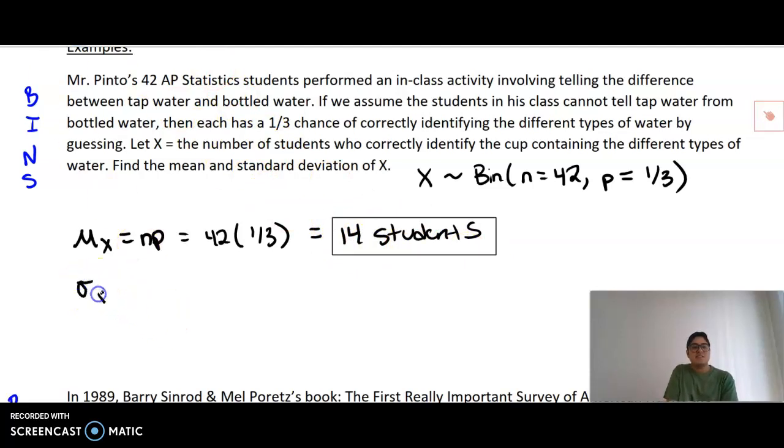Now let's find the sigma, and this formula looks scarier than it is. It just says the square root of np times 1 minus p.